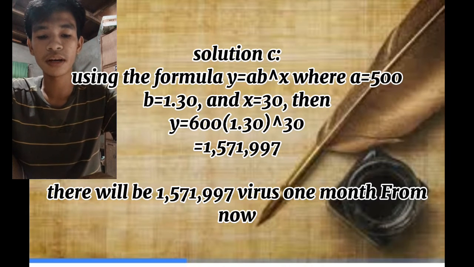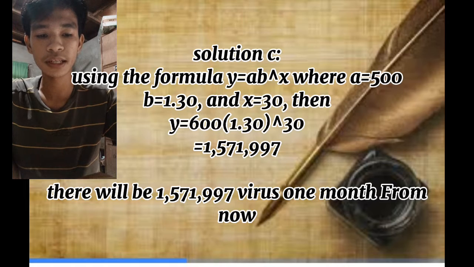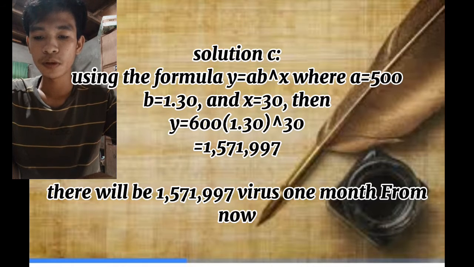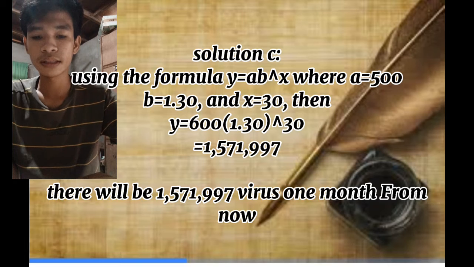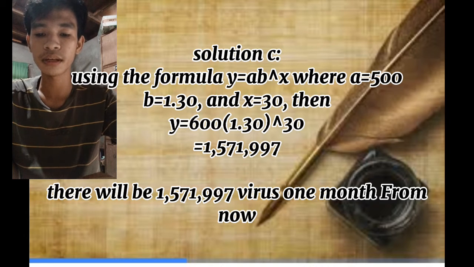So solution C, guys. Using the formula y equals a times b raised to x, where a equals 600, b equals 1.30 and x equals 30. So, again guys, we changed the value of x. We replaced it with 30 because 1 month is equivalent to 30 days. Then, y equals 600 times 1.30 raised to 30.